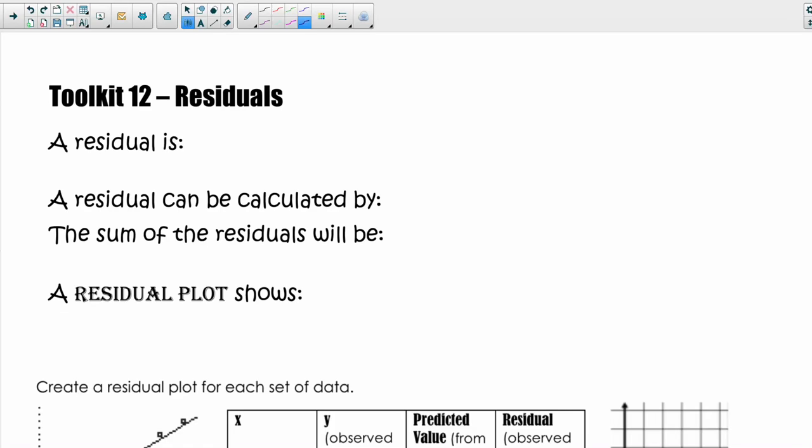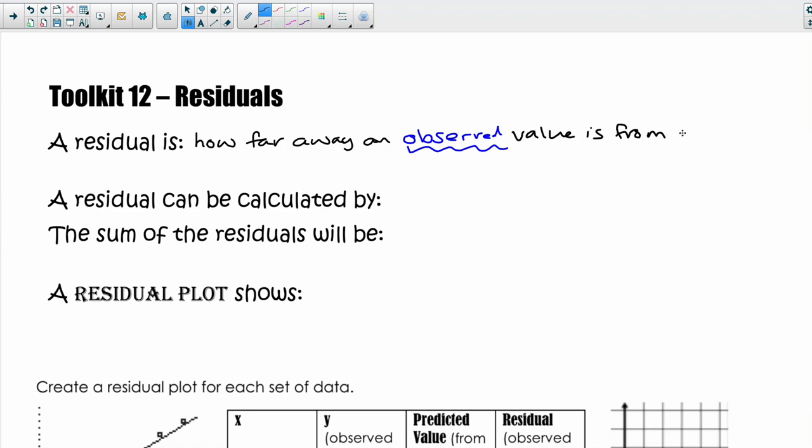This video is on residuals. A residual is how far away an observed value is from what is predicted by the regression equation.